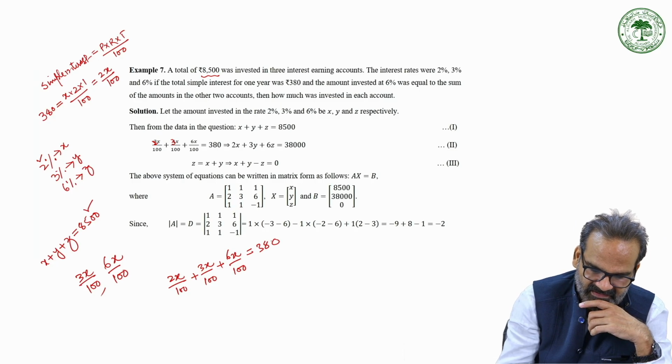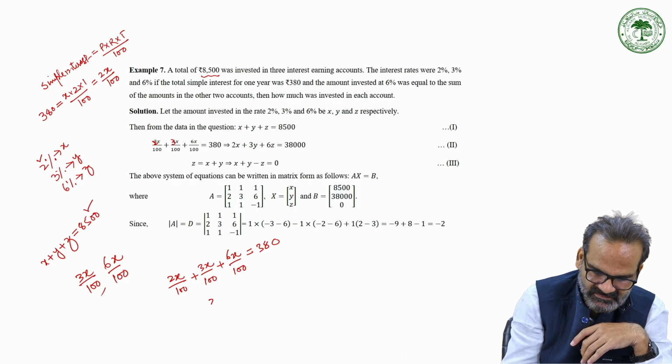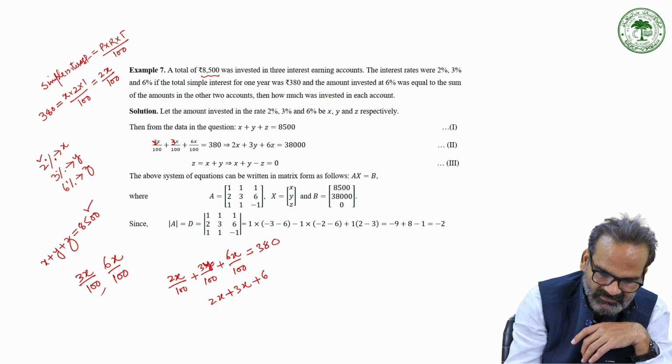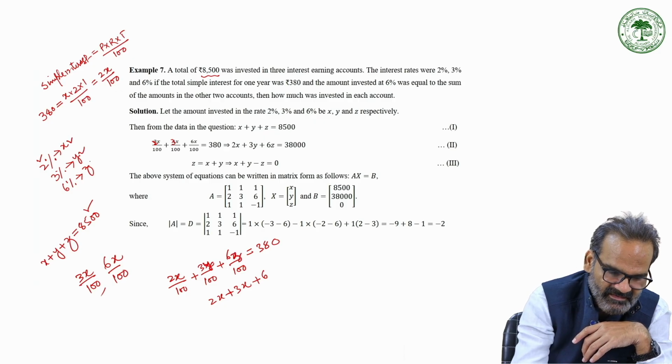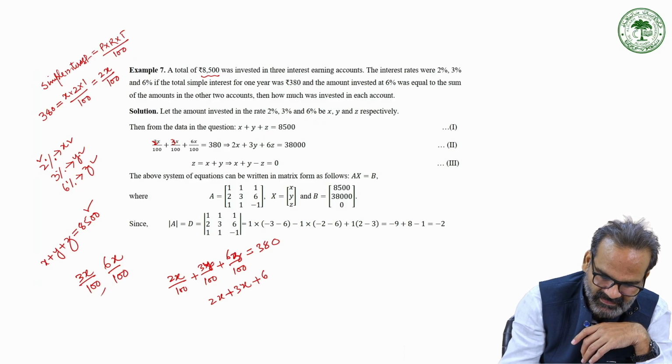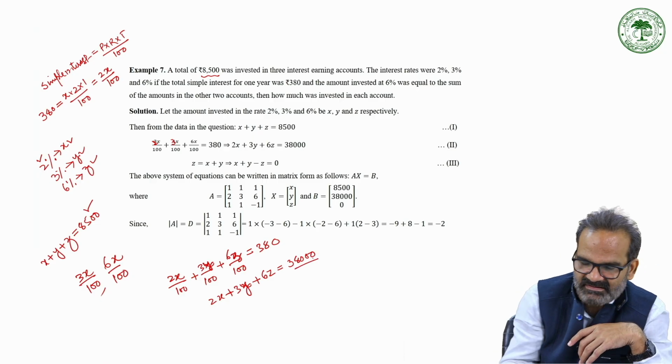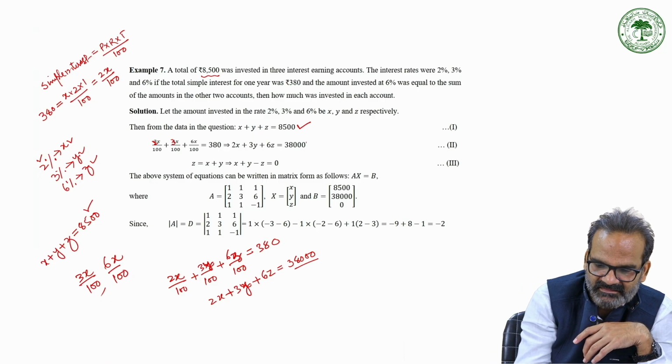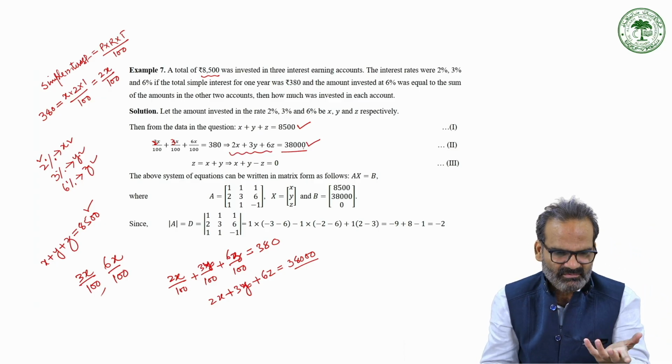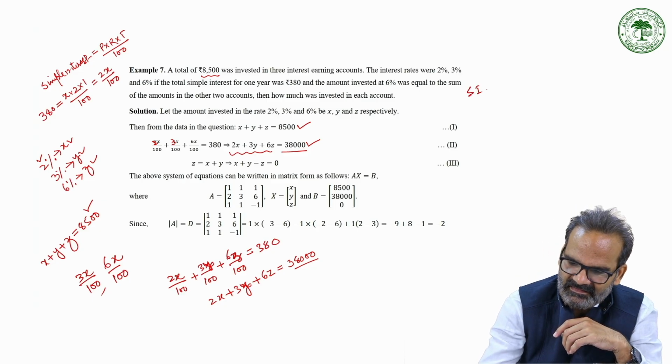Now simplify it. Take the LCM on the left hand side, and you will get 2x plus 3y plus 6z, this is equal to 380 into 100, which means 380 and two more zeros, 38,000. This is equation number 2, right? Twice x plus 3y plus 6z is equal to 38000. Naturally, simple interest is equal to PRT divided by 100.